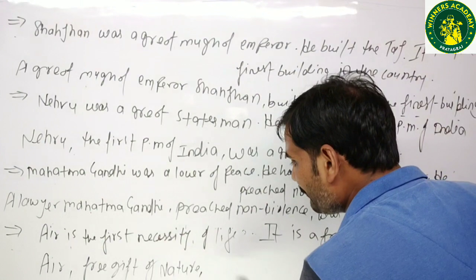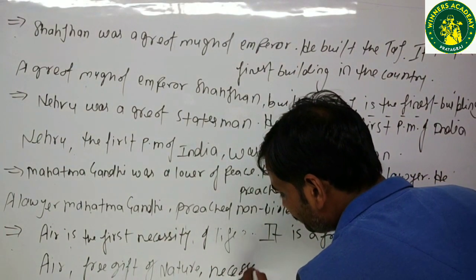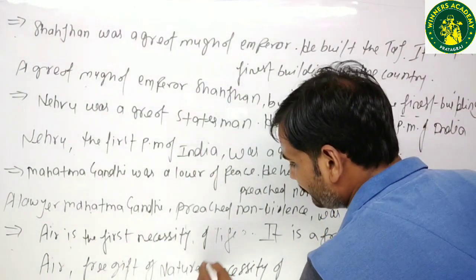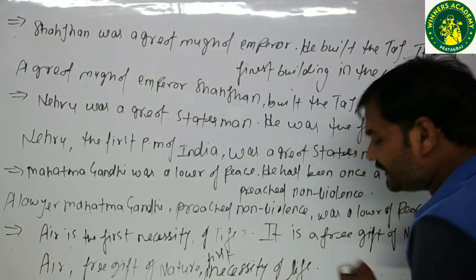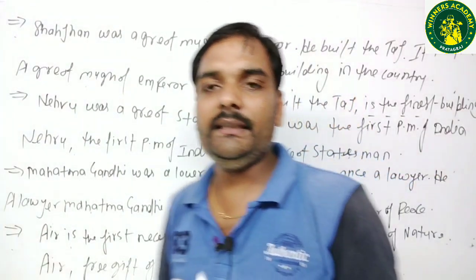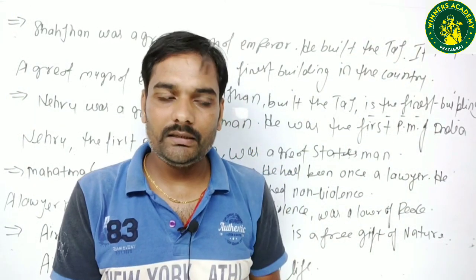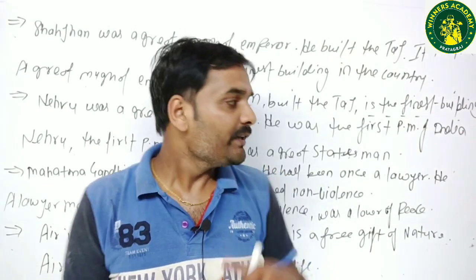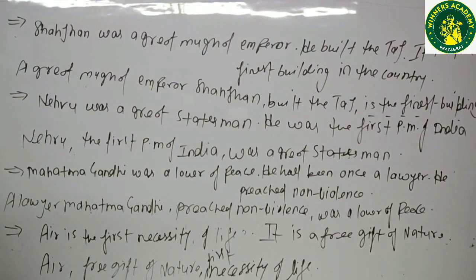After that, add a comma and write first necessity of life, right? So you can form it like this. Or you could also do it like air, comma, first necessity of life, comma, is a free gift of nature. You can also do it this way. So these are your sentences that you need to read, understand, and do. Let's move forward and see some more sentences.